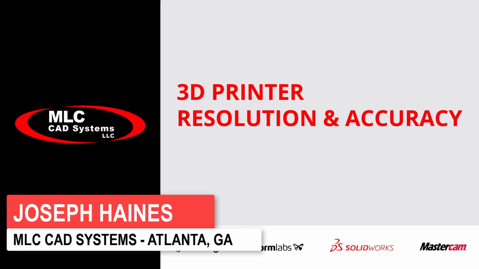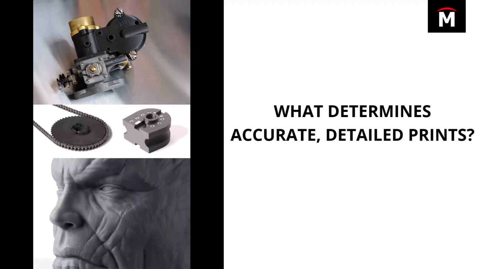All right, let's talk 3D printer resolution and accuracy. So, what determines an accurate, detailed print? What would allow you to print a part for, say, this engine carburetor, or a super detailed sculptural bust, say of Thanos here, which I like to think is probably how you'll look if you don't get an accurate part, or if your printer is not meeting your expectations, to which then you will just snap that printer right out of existence.